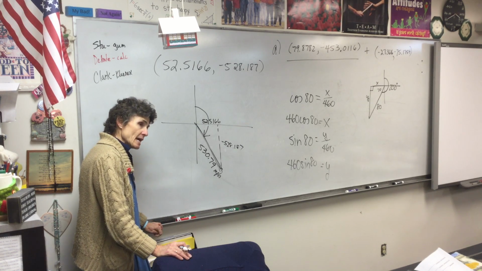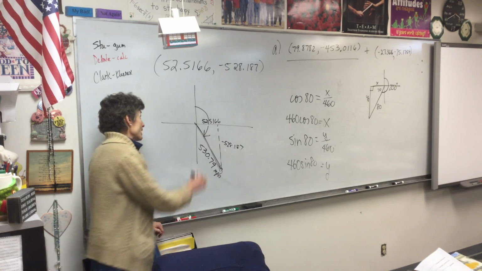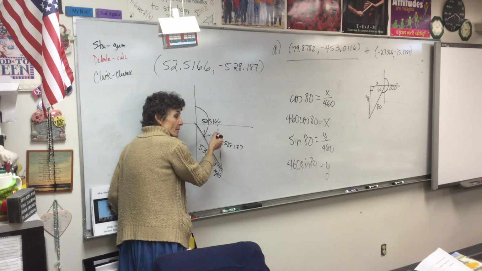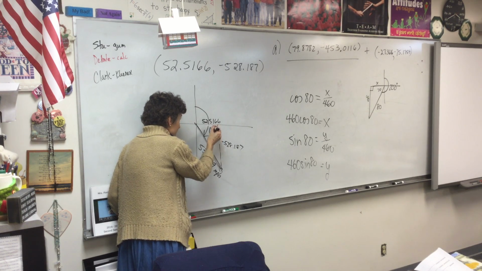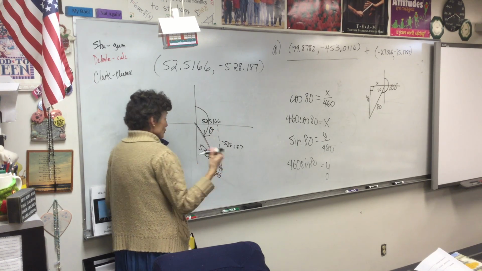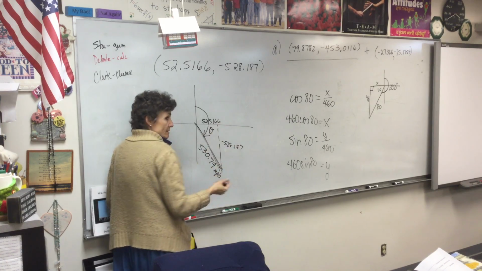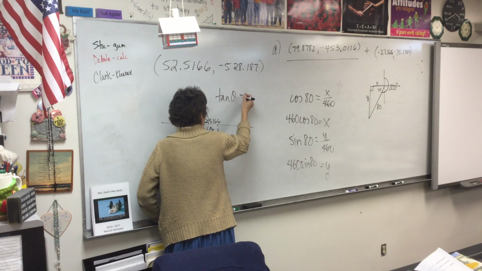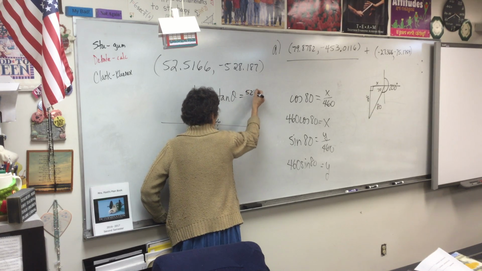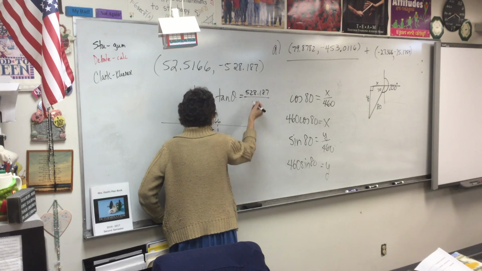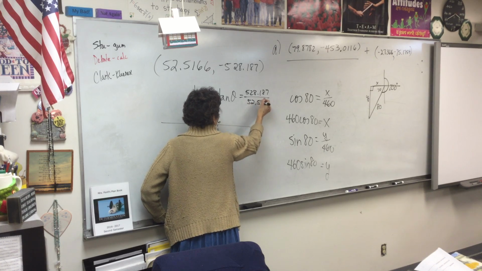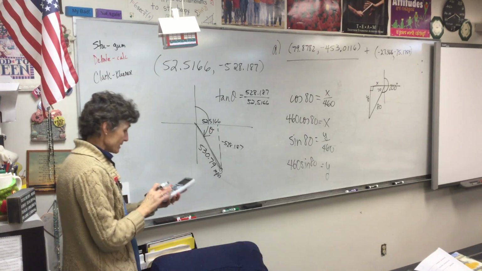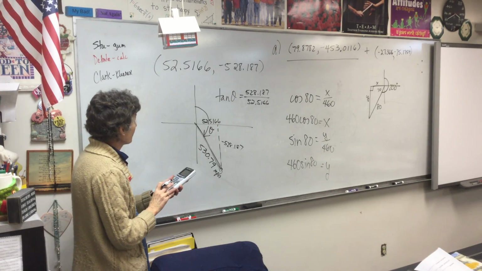Now, how am I going to find the angle? The direction. You can do inverse tangent or inverse sine. I'll find this angle right here, and I'll use tangent. I like tangent because, I don't know, it's less round off there, I guess. So the tangent of that angle is going to be 528.187 over 52.5166. So you gotta do inverse tangent. That's how I find an angle on my calculator.